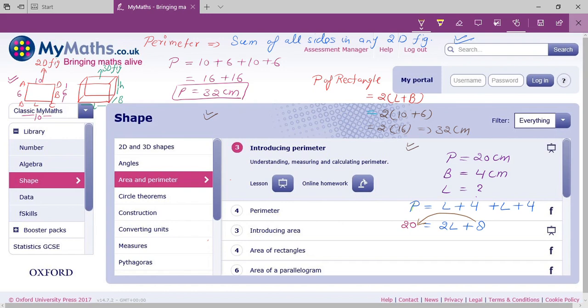That means it will be 20 minus 8. And always remember, when you transfer your number to the other side, it will change its sign. That means here you are seeing that it is plus 8. When I transfer it here, then it will be minus 8. So 20.